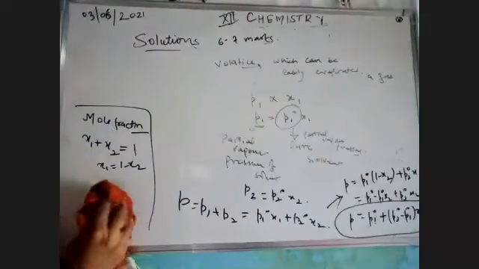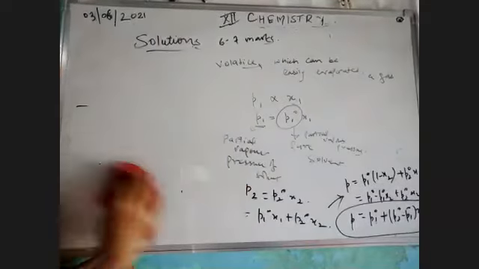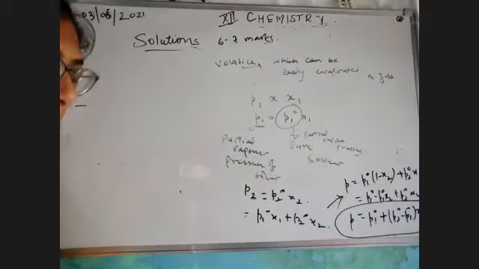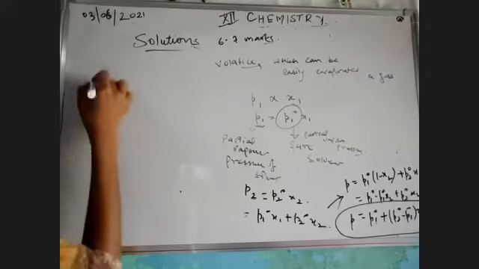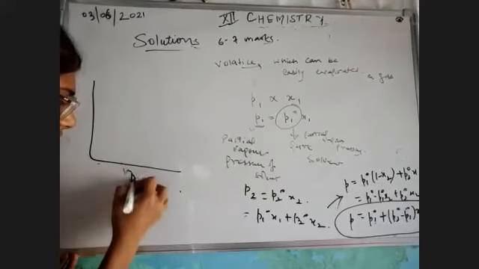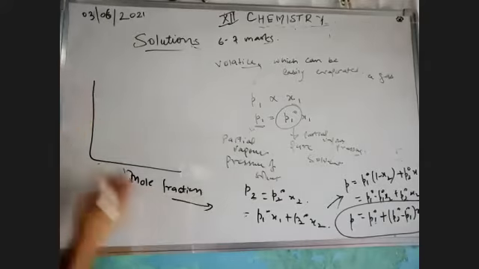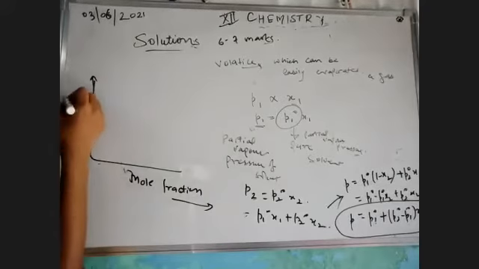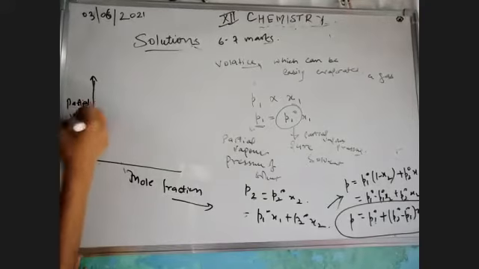Okay, one more point. See, this is my Raoult's law, and if we need to express it by a graphical method, what would happen? We can draw a graph between the partial vapor pressure and the mole fraction. Suppose this is the mole fraction, and this is my partial vapor pressure.